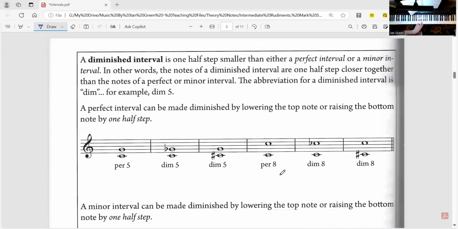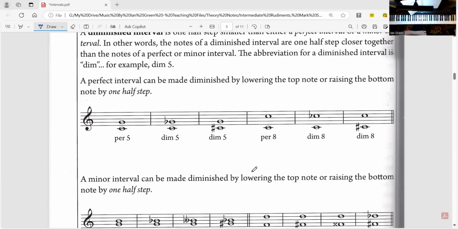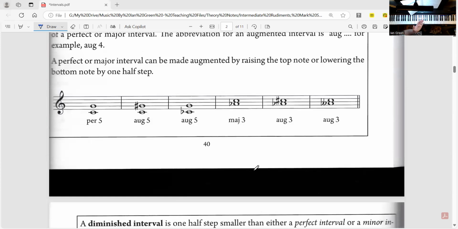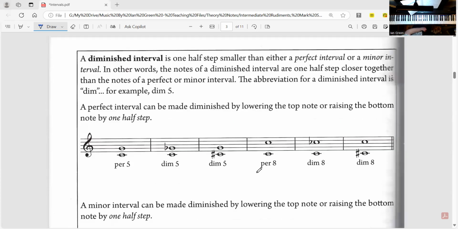Now, a diminished interval is one half step smaller than a perfect interval or a half step smaller than a minor interval. Same principle as augmented intervals, except now opposite, smaller. So let's say we want to start on F, and we want to play a perfect fifth above F. That would be F to C. But if we want to have a diminished fifth, we would go from F to C flat because we have to lower that top note down a half step.